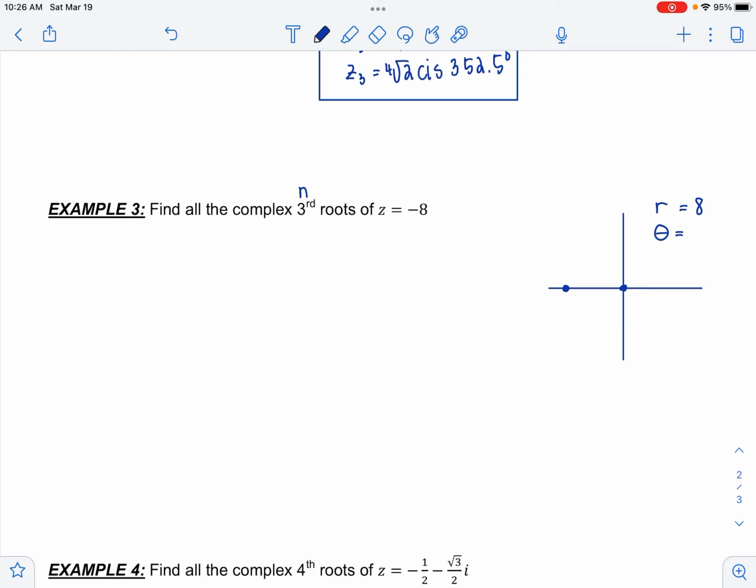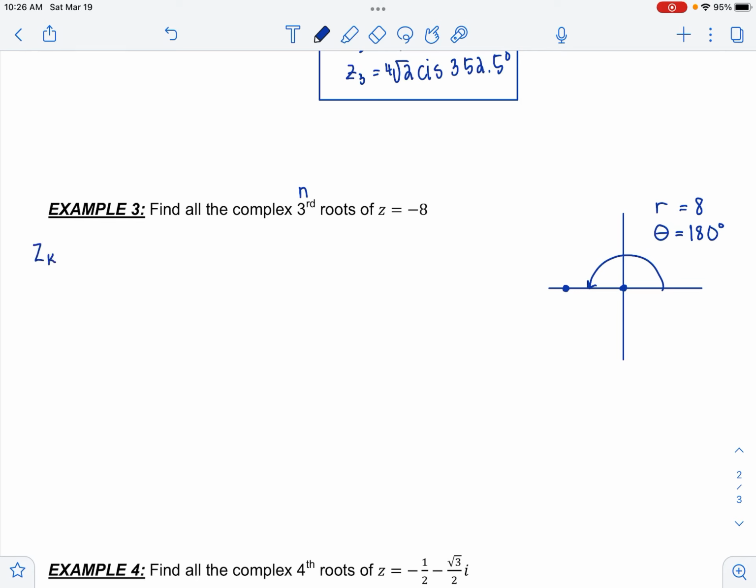And now I need theta. Theta is the angle made by the positive x-axis going counterclockwise until you hit that terminal side. So that is 180 degrees. Could I put pi if I wanted? Yes, but I work better in degrees. And I'm converting, so the directions say I want degrees anyway, so let's keep it at 180. Okay, so now I have r, theta, n.